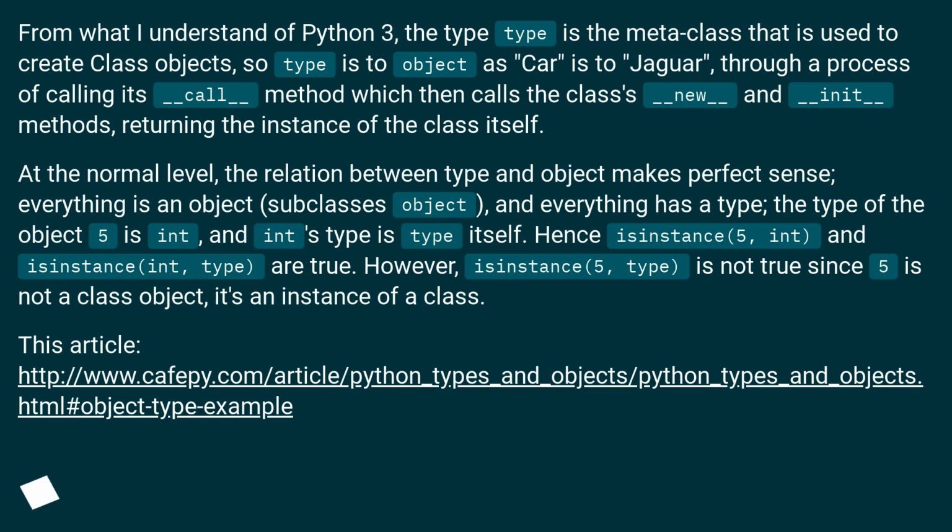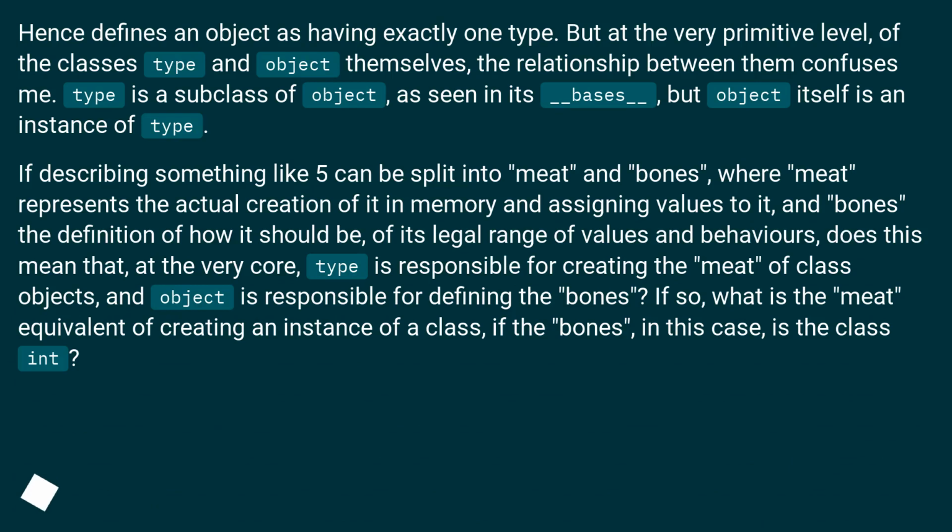This article, this URL, defines an object as having exactly one type. But at the very primitive level, of the classes type and object themselves, the relationship between them confuses me. Type is a subclass of object, as seen in its __bases__, but object itself is an instance of type.